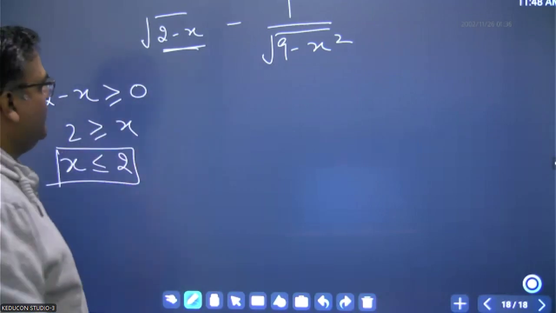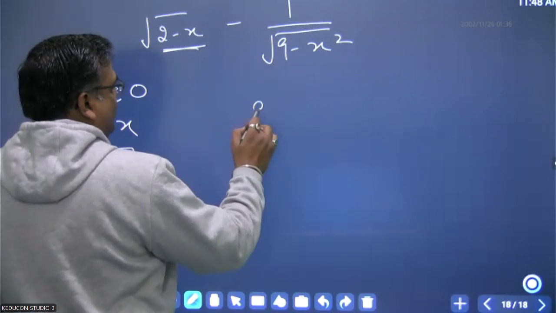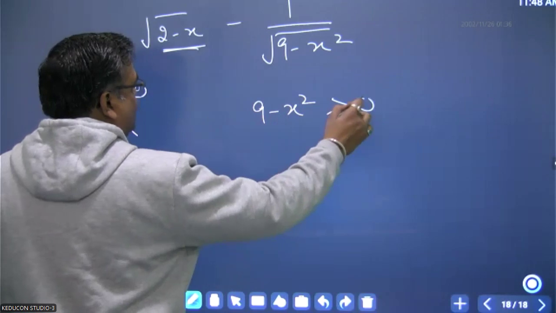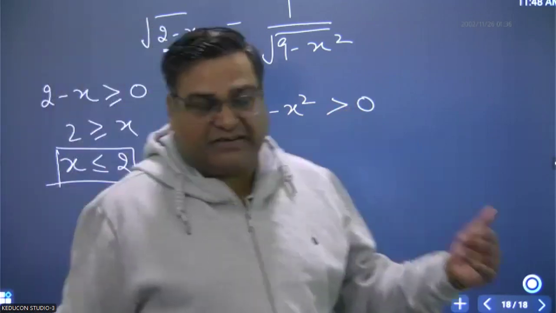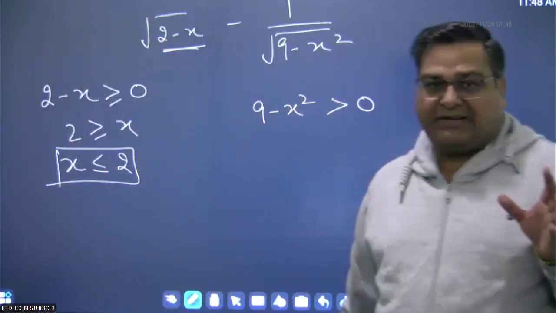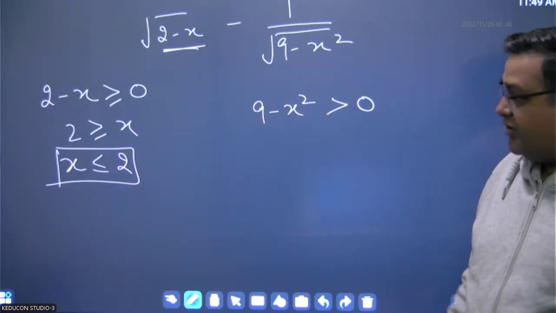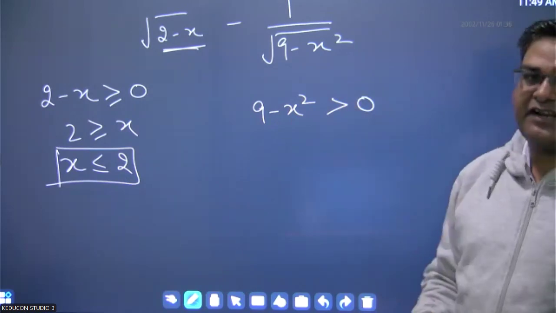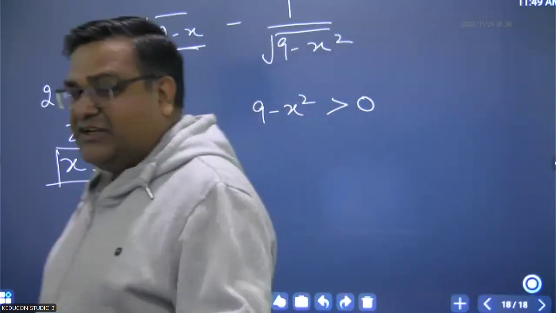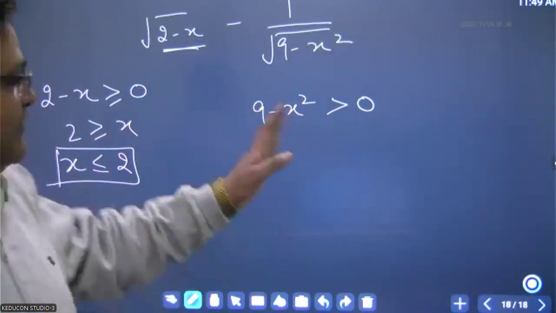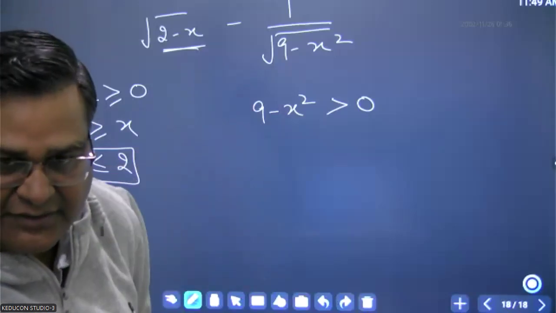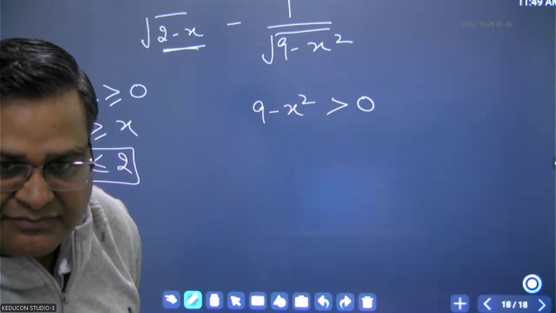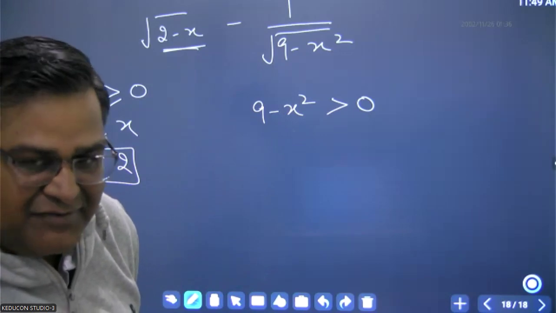Now comes to the 1 over 9 minus x square. So 9 minus x square has to be greater than 0. Even it cannot be equal to 0 because then the denominator will become 0, which is not possible to find out the domain, right? So 9 minus x square is greater than 0. Can you people solve this? What will be the solution of this inequality? Please solve this, students. Solve this inequality and find the solution.